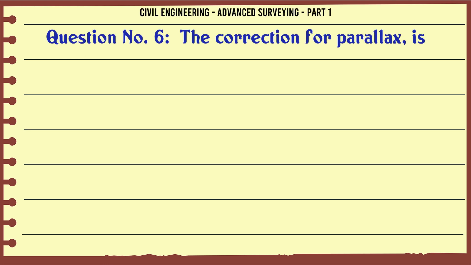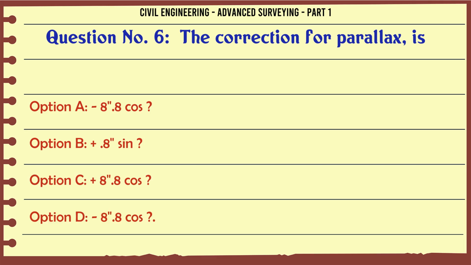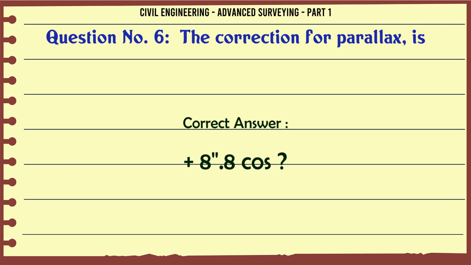The correction for parallax is: A. 8.8 cos, B. plus 8 sin, C. plus 8.8 cos, D. 8.8 cos. The correct answer is plus 8.8 cos.